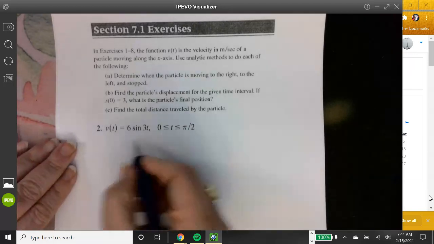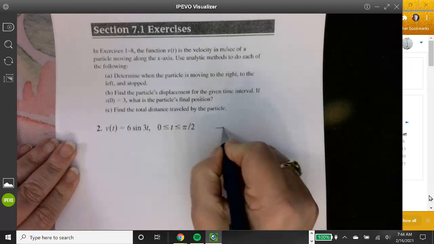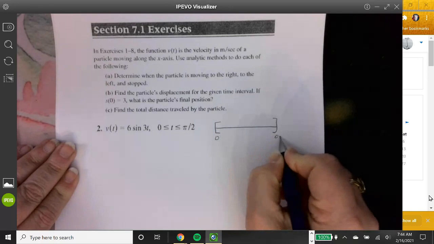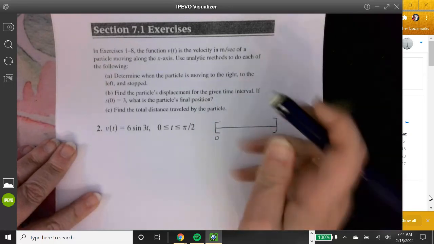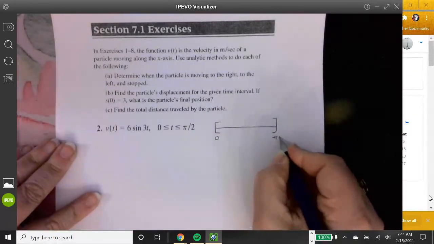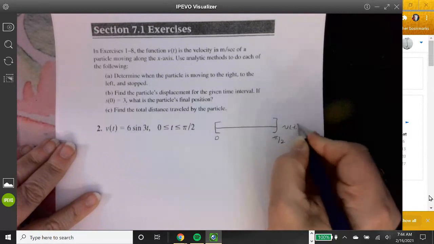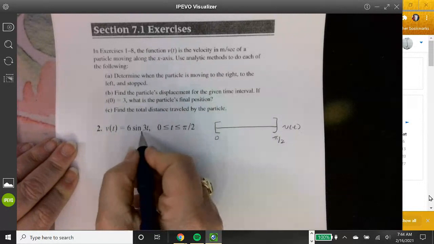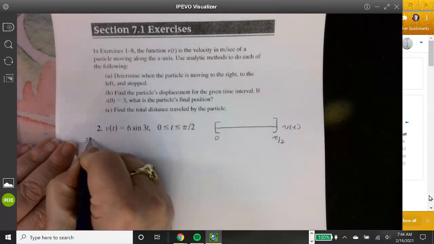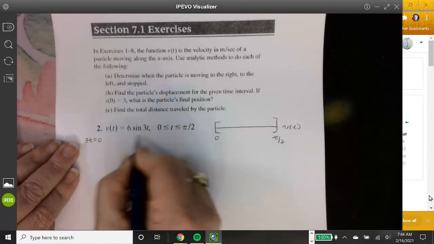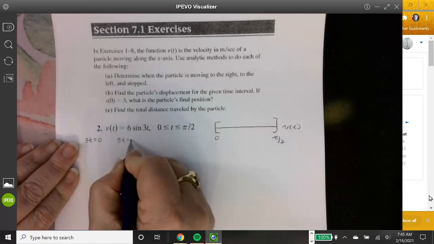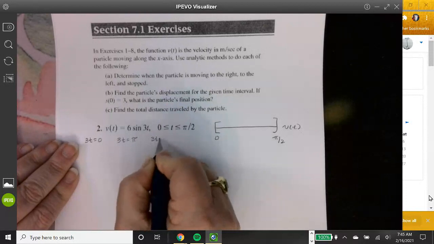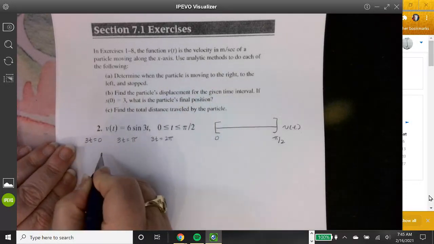Okay, so in order to do a sign chart, here we go. Here's my sign chart, and I know I'm going from 0 to pi over 2. And now, in order to do a sign chart for the velocity, I got to find the zeros. So 6 sine of 3t. Well, sine is going to be 0 when 3t is equal to 0, and when 3t is equal to pi, and when 3t is equal to 2 pi, and we'll see if that's far enough.